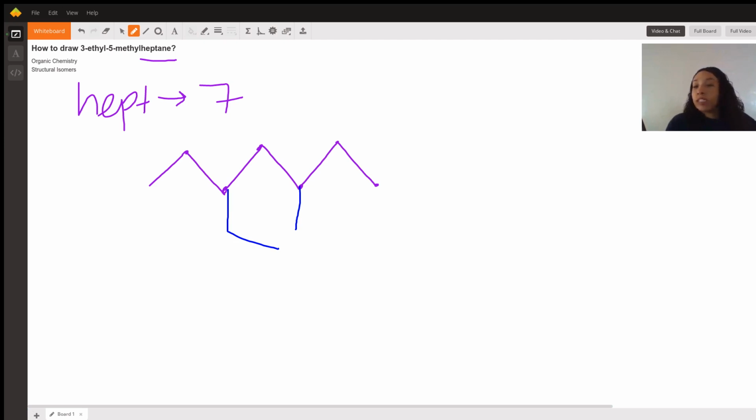There are multiple ways that you could structure it as long as you just have the correct number of carbons in the parent chain and then the correct attachments to 3 and 5 with an ethyl and then a methyl group there.